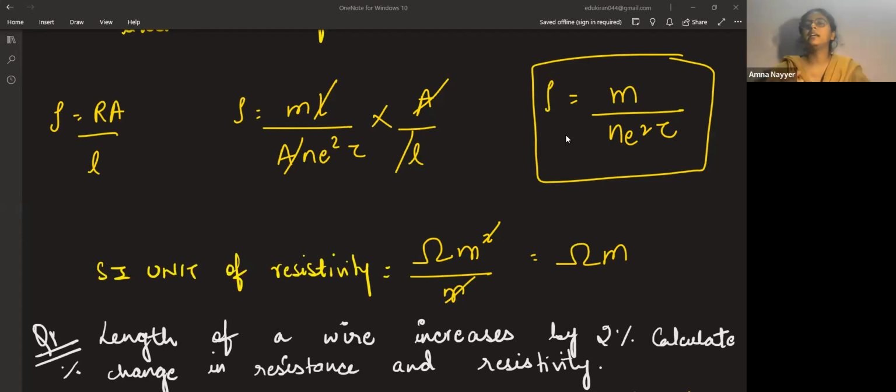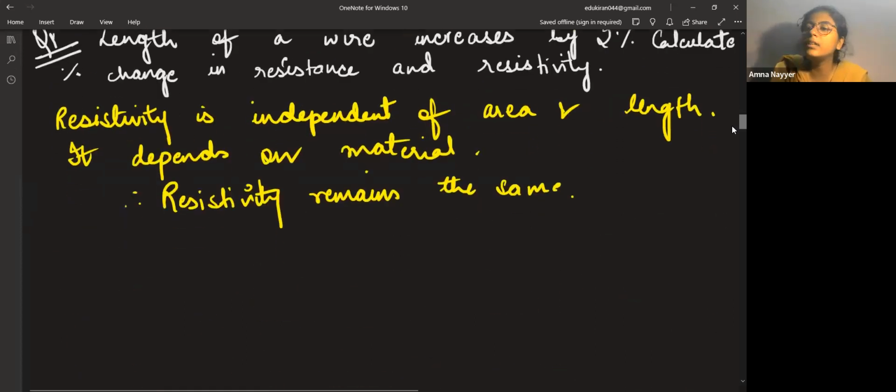It's like density. See, if you take a full bucket of water, the density of water will be 1000 kg per meter cube. And even if you take one drop of water, it will still be 1000 kg per meter cube, because these are intensive quantities, as you must have done in your states of matter, extensive and intensive properties. So they do not depend upon how much quantity is present. They depend upon the nature of the material. If you change that one drop of water to one drop of oil, the density will vary. Understood? So when it says calculate the change in resistance and resistivity, resistivity will be the same. Resistivity is independent of area and length. It depends on the material, so it will be the same.